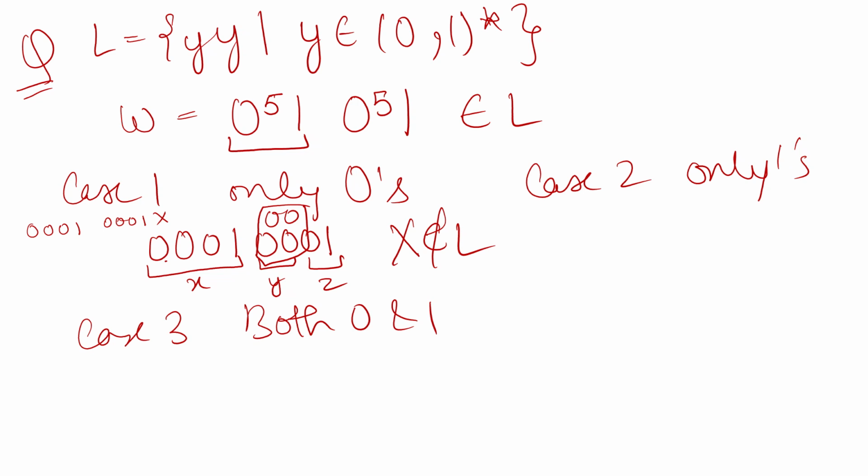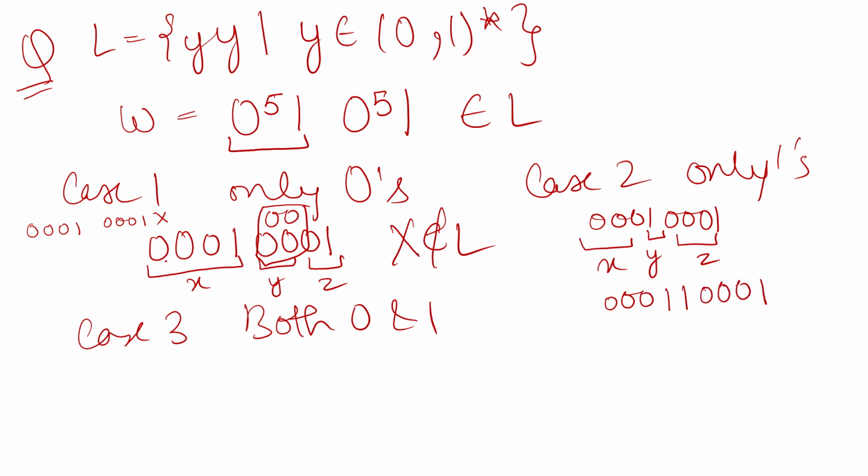In only ones, it's 0001, 0001. Suppose this is y, this is my x, and this is my z. Then we get 0001100001. I see this is my first string, this is my second string. This is not belonging to L. Why? Because I can't see the same string here.